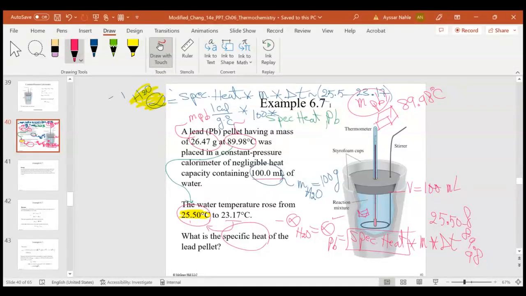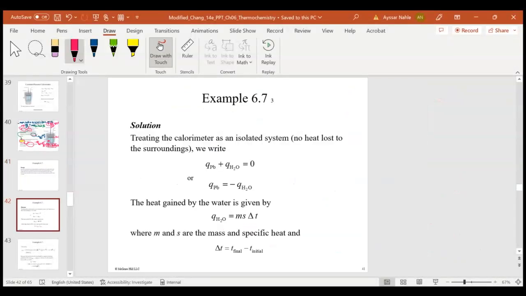Now, how much is delta T for the lead? Look at the lead. The lead was very hot, and when you put it in water, the temperature turns down. The delta T will be the final temperature, 25.50, minus the initial temperature, which is 89. Minus this will give me a negative value. Negative value multiplied by negative value will give me a positive value. But in reality, it is releasing heat. That's a strategy, so I explained to you how it is done.